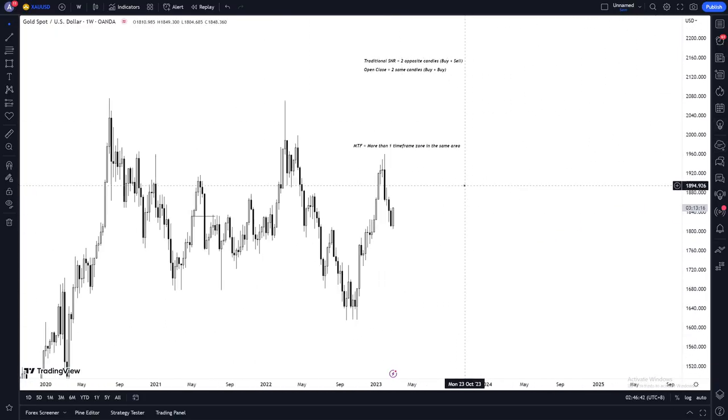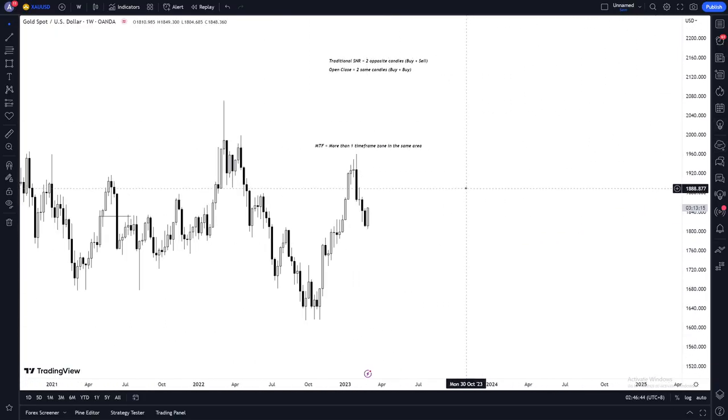You will usually use MTF when you're trying to find an area which has multiple time frames with the same zone in the same area. So you have one area, let's say monthly, and then you have the weekly, and you have the daily in the same area. And then from the weekly daily, you go and refine some more, H4, H1, and they're all sort of roughly in the same area.